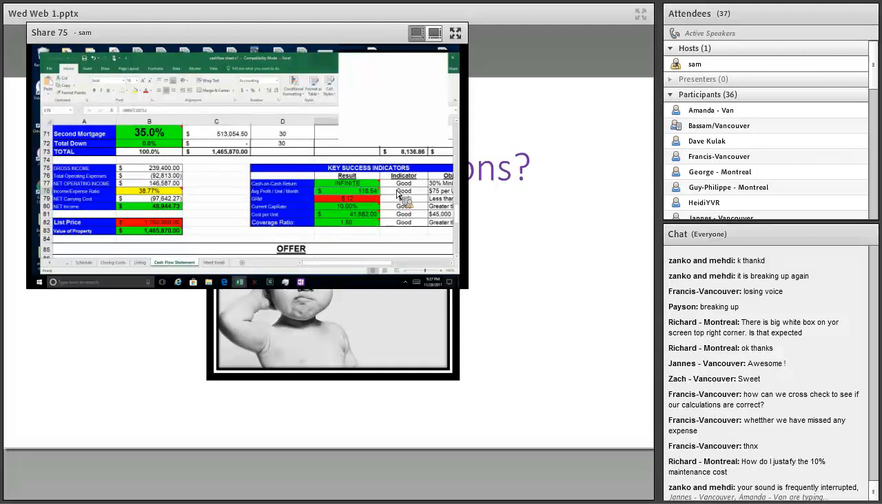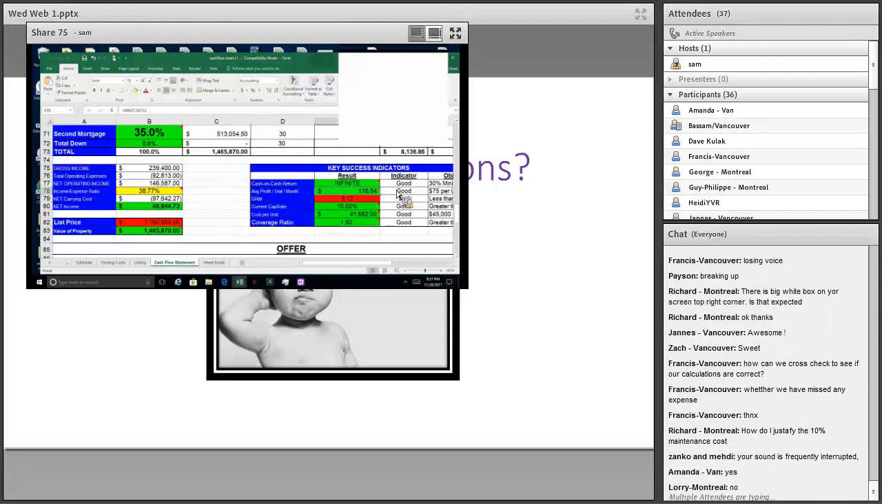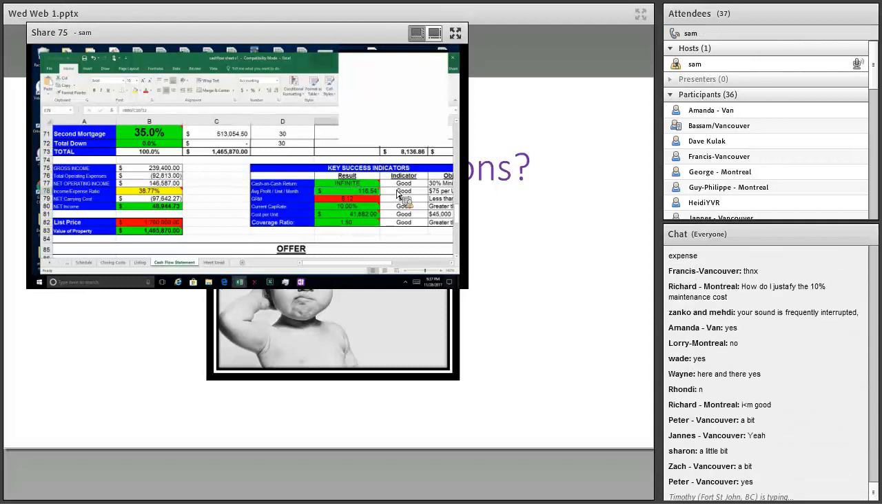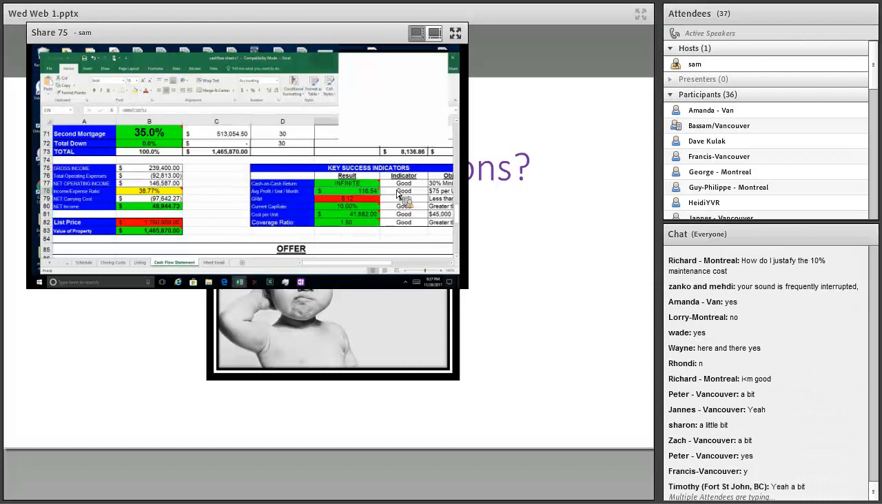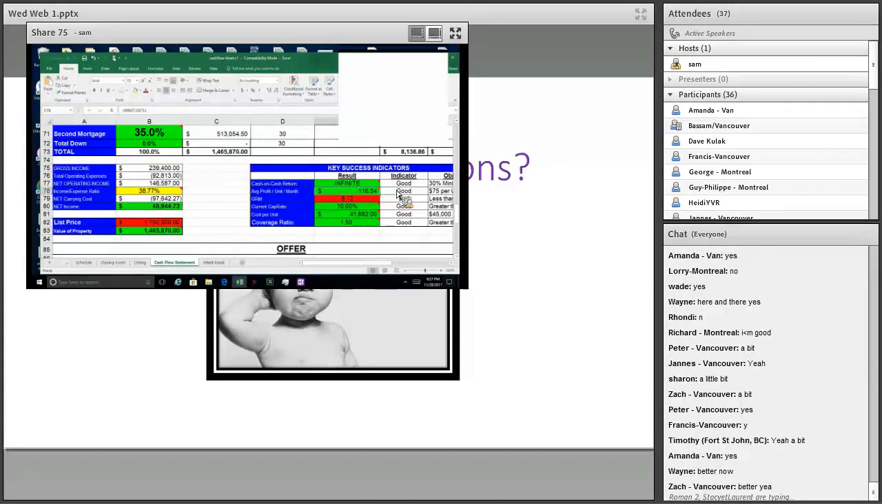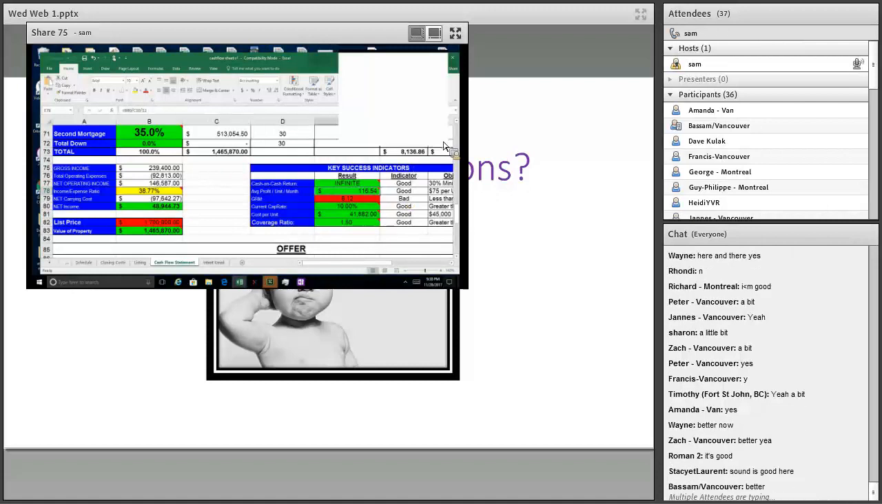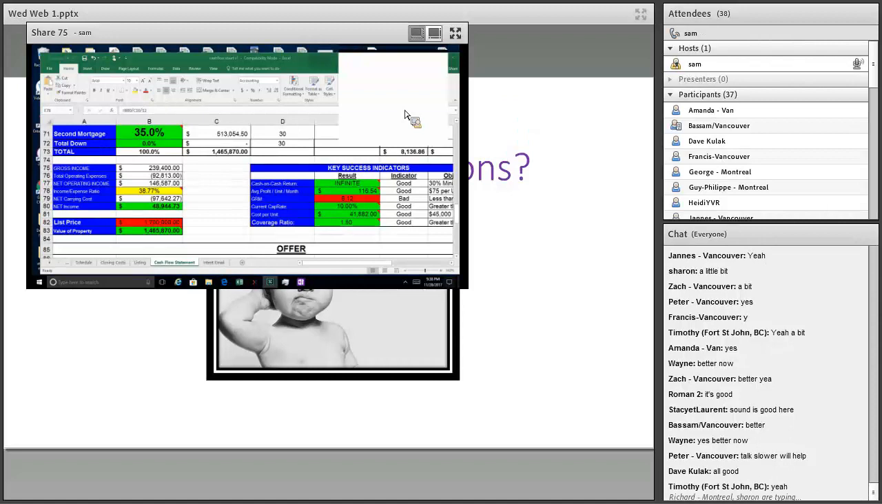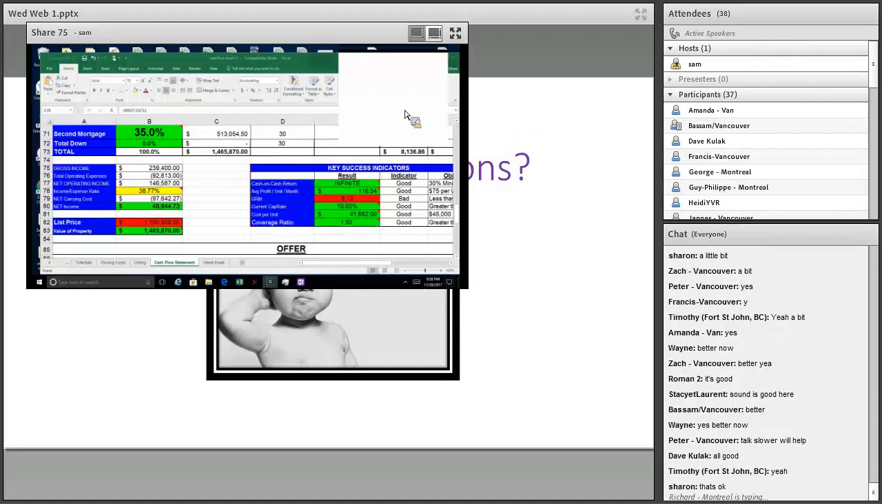Are you finding that the sound is breaking up? No? Is that better? Zenko? Is that better? A bit? A little bit? Okay. I'm not sure why. Does that sound okay? Sound is good. Okay. My apologies if you're having challenges hearing. Talk slower will help. Okay. I will talk slower. Okay. All right. Let's continue.